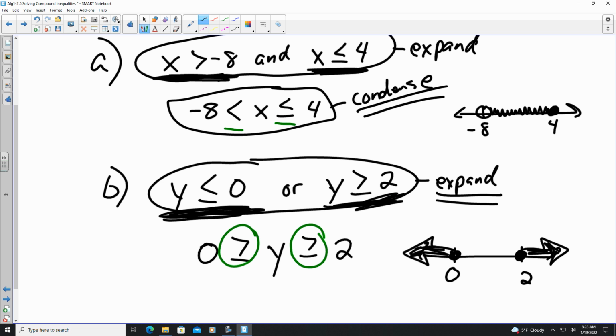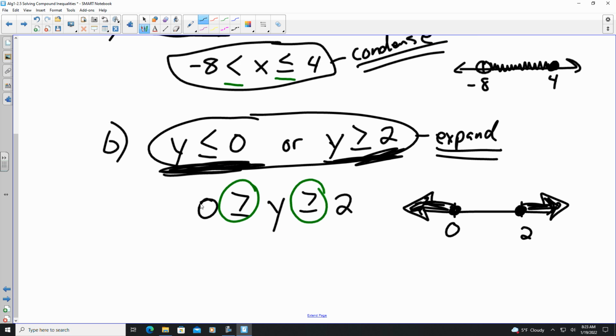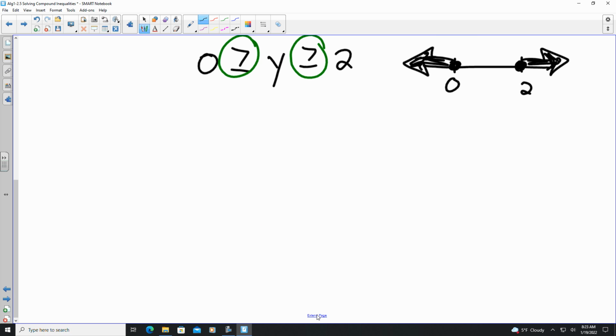So these are two examples of and statements and or statements, and how they're depicted either as expanded form or condensed form, and I would take both scenarios. So just make sure that you're consistent with the labelings of the inequality and how they're written, and we should be good to go.